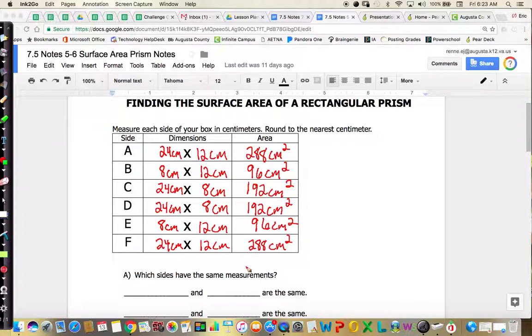Okay, and what A and F ended up being is the front and the back. Those ended up being the same, so let's fill out the measurements that are the same below.